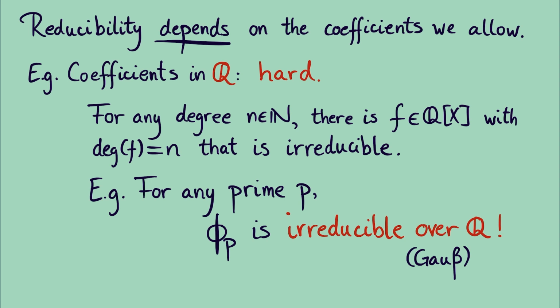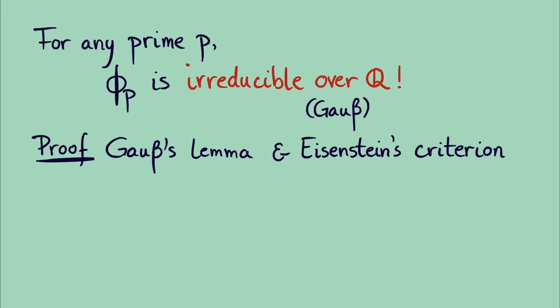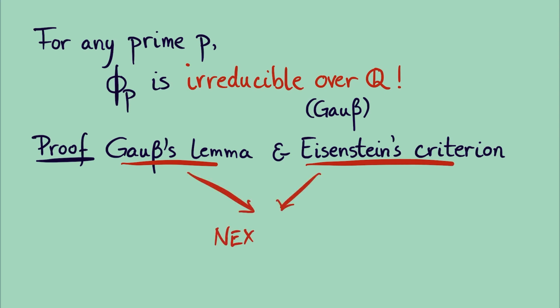It was Gauss who first proved that phi p cannot be written as the product of two other non-constant polynomials with rational coefficients. The proof uses clever tools such as Gauss's lemma for irreducible polynomials and Eisenstein's criterion, which can be proved using modular arithmetic. This will all be the topic of the next video.